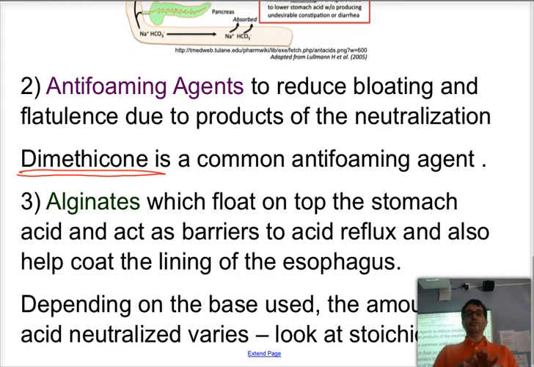Finally, you have things that are called alginates. Alginates tend to float on top of stomach acid. They form what is called a raft, and they act as a barrier to prevent acid from moving upwards and refluxing into your esophagus. All right, and because they are slightly thicker, they also help coat the esophagus with some of the weak base for it to react and actually neutralize any acid that may have gone to the esophagus.